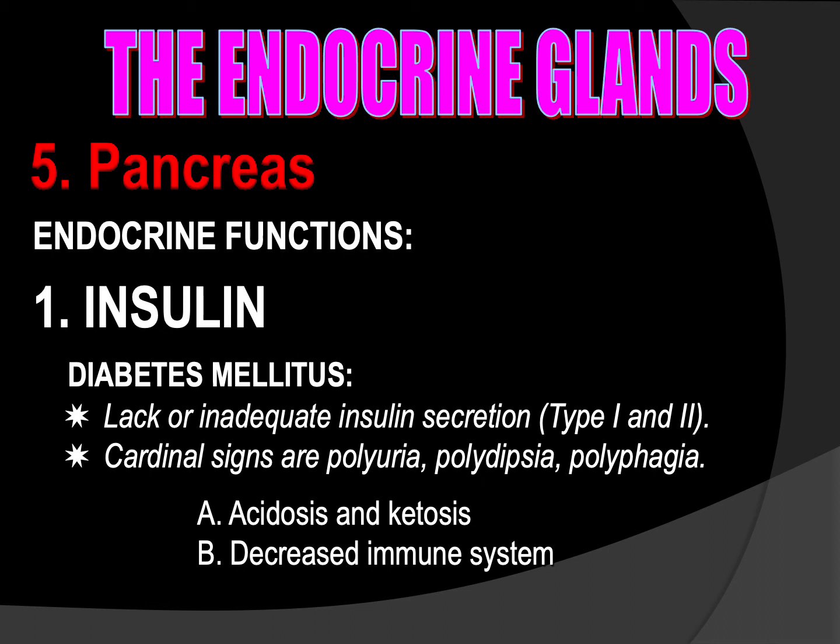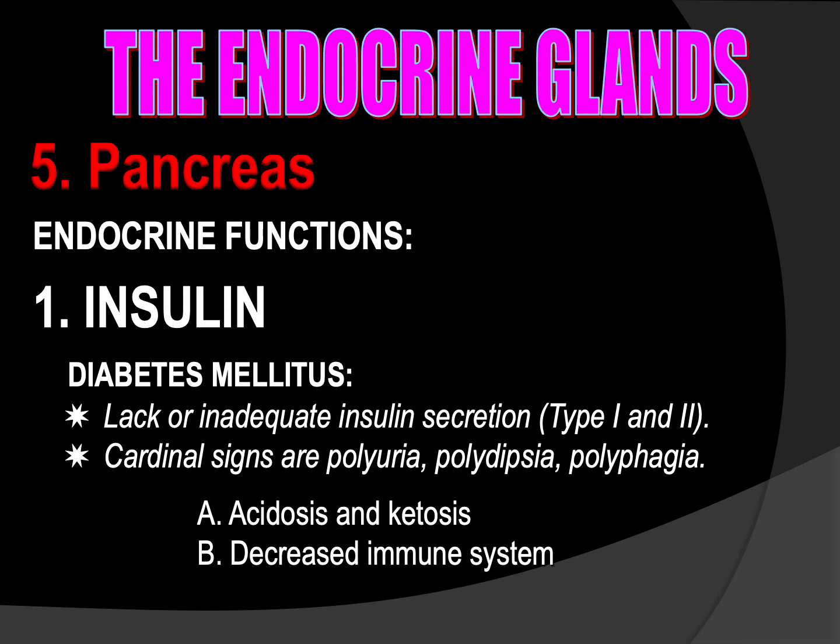Now, ano ba yung cardinal signs ng diabetes mellitus? Polyuria is excessive urination, polydipsia, excessive thirst, and polyphagia, hunger. Bakit ihi ng ihi ang taong may diabetes? Kasi ayaw pumasok nung glucose sa loob ng cell. Kasi wala kang insulin eh. Therefore, glucose is high in the blood. Kaya may hyperglycemia. And glucose will find its way out of the body through the urine.